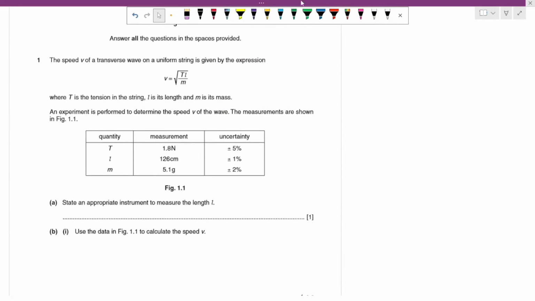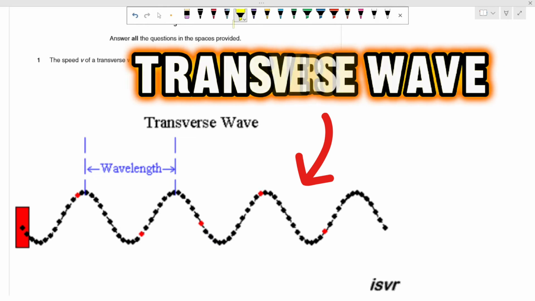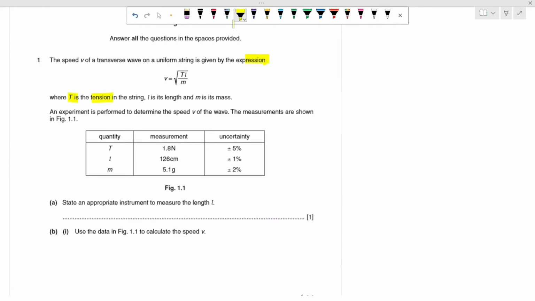The speed v of a transverse wave is given by this following expression, where t is the tension, L is the length and m is the mass. An experiment is performed to determine the speed v of the wave. The measurements are as follows. State the appropriate instrument to measure L.